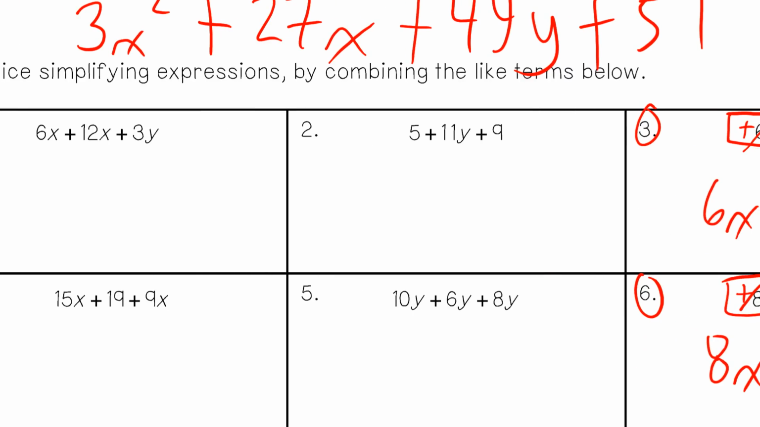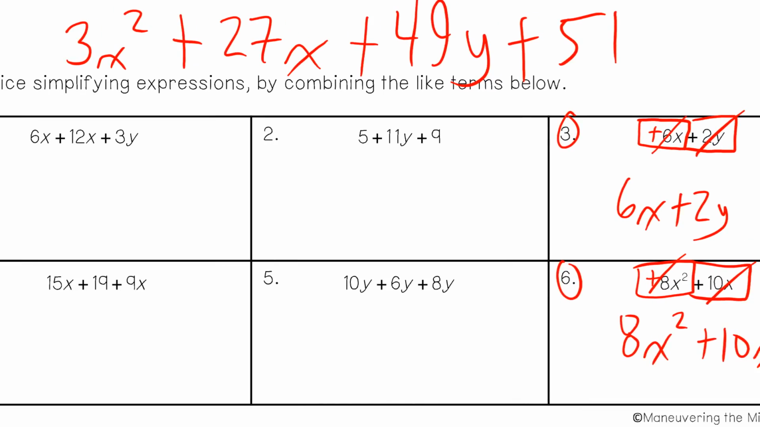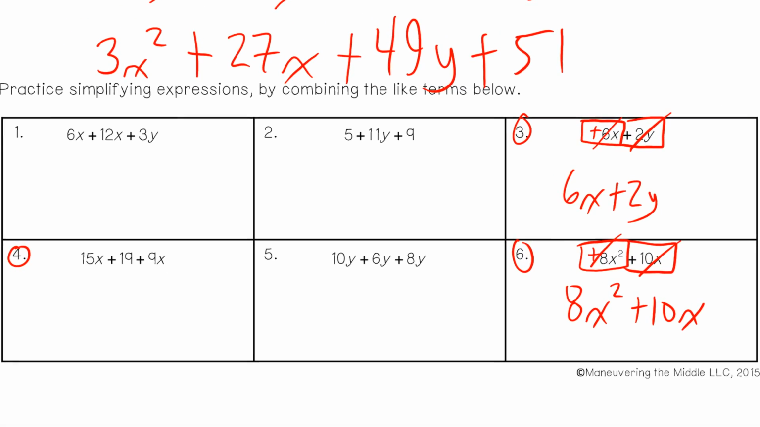Where I will have an answer to solve, if I can get it to move over, is number 4. So it's a positive 15x, positive 19, positive 9x. So I can combine 15x and 9x. So 15 pirates, 9 pirates, they get together, and now I have 24 pirates. So 24 pirate x, and then I have plus 19.